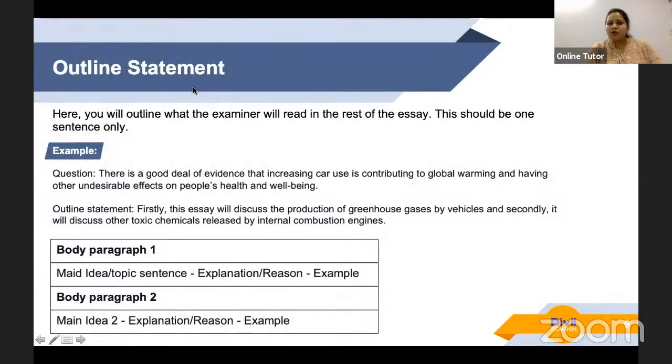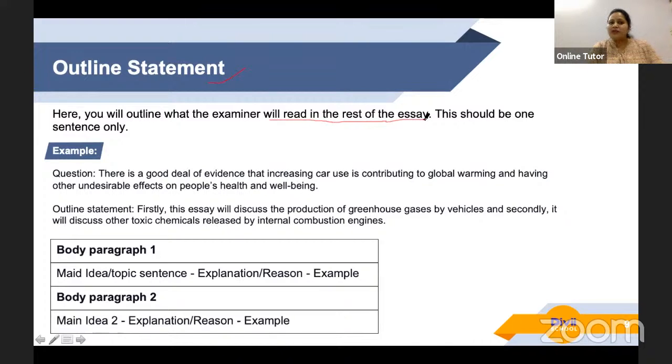The third part of the IELTS essay introductory paragraph would be the outline statement. After introducing the topic, which is the paraphrasing statement, you have to talk about the thesis statement where you will give your opinion, and next comes the outline statement. Outline statement will tell the examiner what they will read in the rest of the essay.